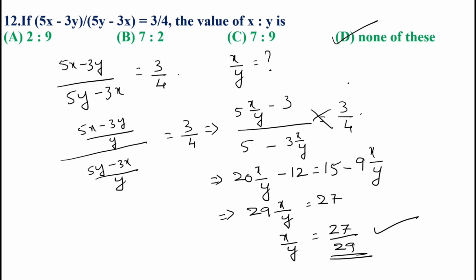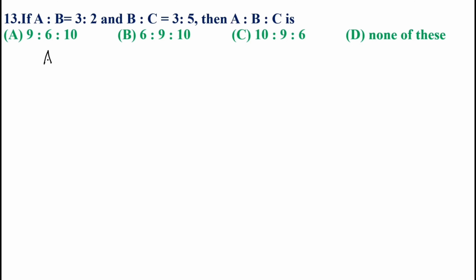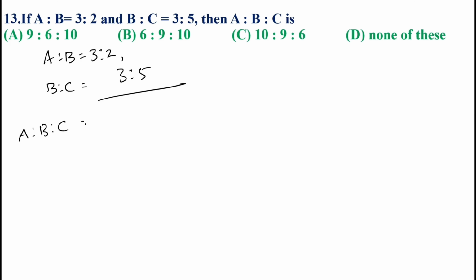None of these is the answer. They have given A is to B is equal to 3 is to 2, and B is to C is equal to 3 is to 5. Then I need to find A is to B is to C. Write B in such a way that it should be below B only.